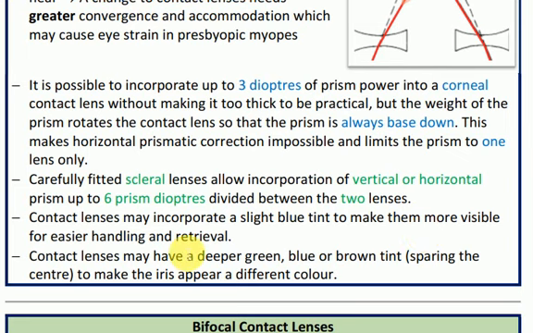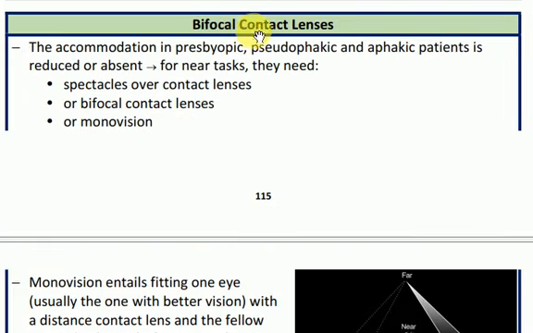For easier handling and retrieval, contact lenses may have a deeper green, blue, or brown tint, sparing the center, to make the iris appear a different color. Bifocal contact lenses: the accommodation in presbyopic, pseudophakic, and aphakic patients is reduced or absent for near tasks, so they need spectacles, or contact lenses, or bifocal contact lenses, or monovision.